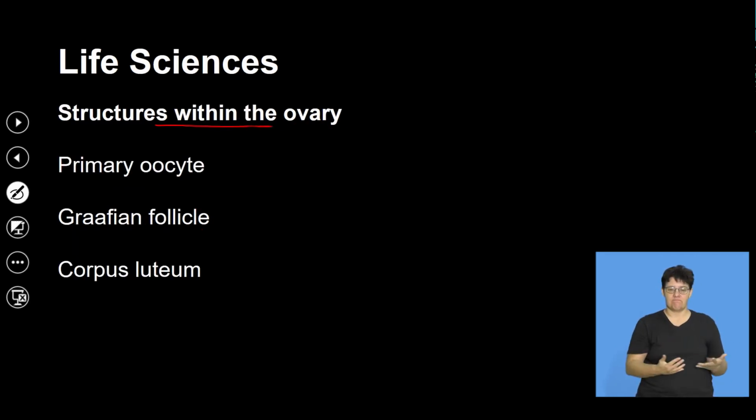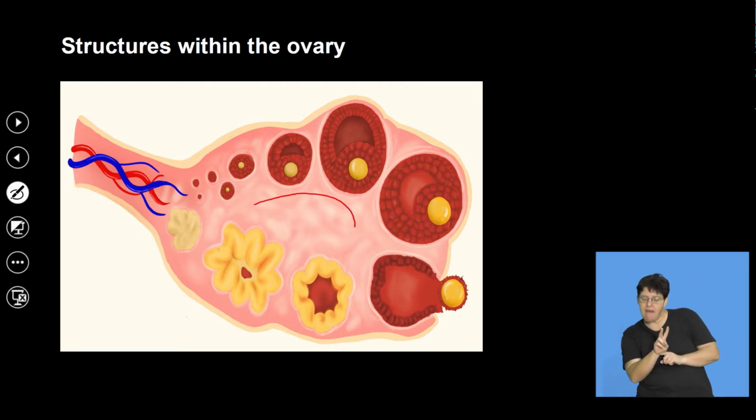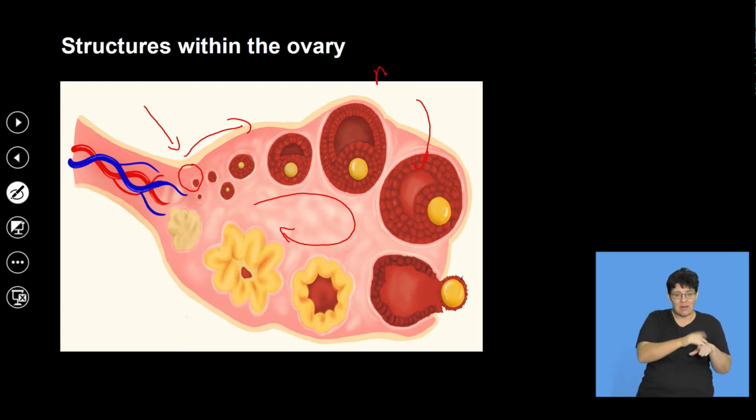Let's look at the structures within the ovary. We're going to look at the primary oocyte, the Graafian follicle, as well as the corpus luteum. This is a diagram that shows a longitudinal section through the ovary. When we look at this in detail, we see a series of events occurring. Right here at the start, we see the primary follicle, which is shown to develop and mature gradually from a primary follicle into what we refer to here as a mature Graafian follicle.